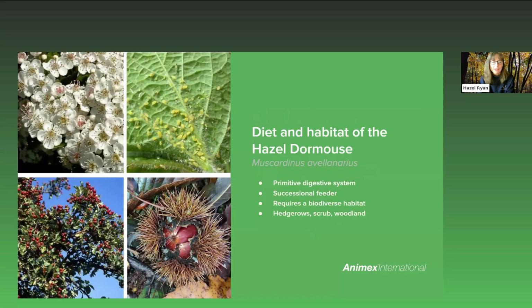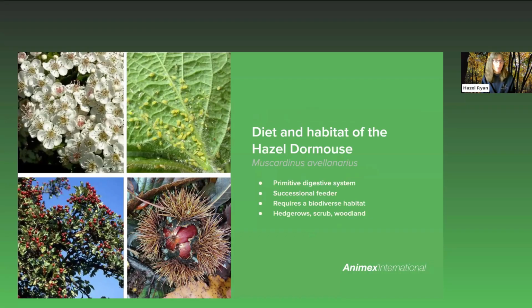So what do dormice eat? Well, they have a very primitive digestive system without a cecum, which is what herbivores normally have for digesting cellulose. So they can't actually eat woody plants and tough leaves. They need very easily digestible food. So they are successional feeders. So that means their diet varies throughout the season, and they have to switch when a particular food source runs out.